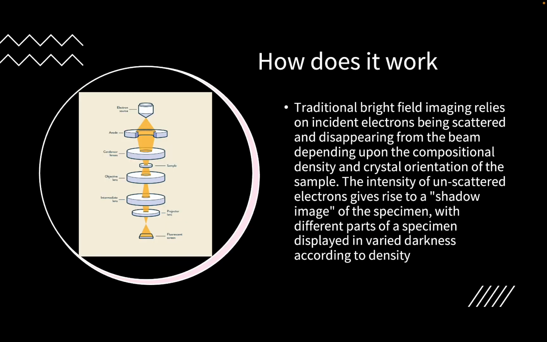We are still in the how does it work slide. Now we are talking about the final results, what we see in the image. Traditional bright field imaging relies on incident electrons being scattered and disappearing from the beam depending upon the compositional density and crystal orientation of the sample. So the intensity of unscattered electrons gives rise to a shadow image of the specimen, with different parts of the specimen displayed in varied darkness according to density.